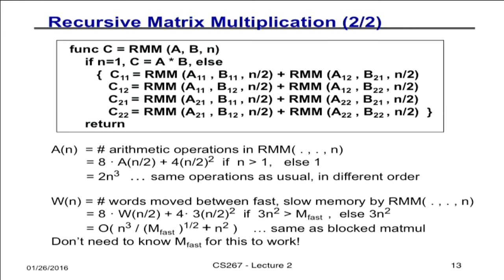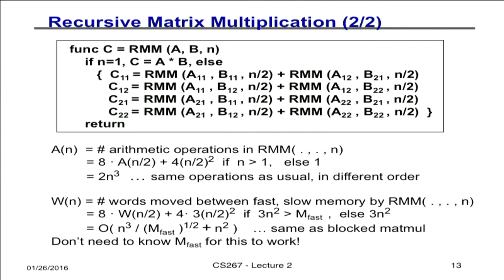Well, how much do the adds cost in terms of data movement? Again, we'll assume that if the matrices are too big to fit in my fast memory, I have to load each of those 3 matrices in. So that's 3 times n over 2 squared, the size of those matrices, times the 4 adds that we had to do, because we have to load them in each time for each one of those adds. And that's true if 3n squared is greater than the fast memory size, M fast. Okay, so that's true if we can't fit all 3 matrices in.